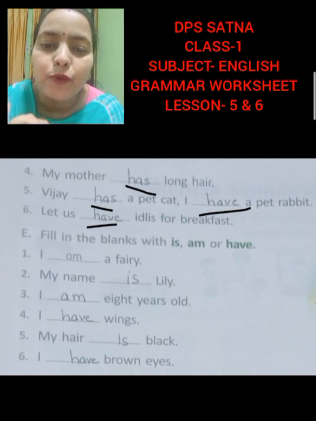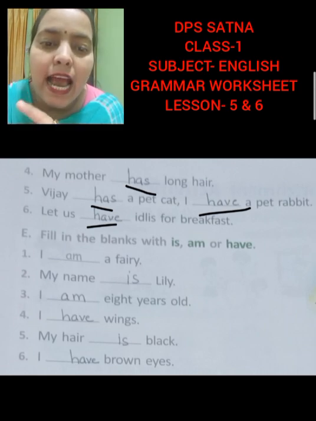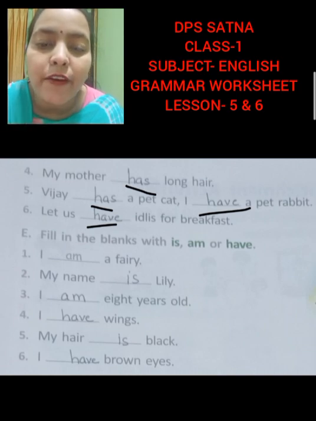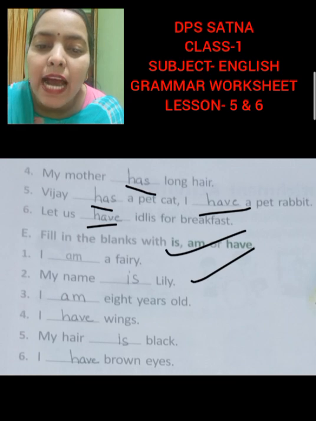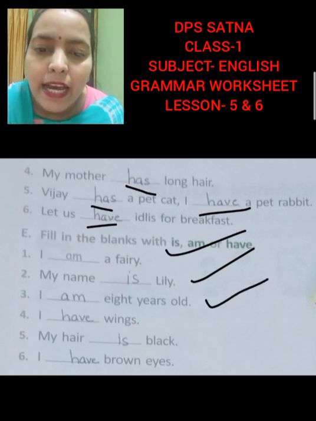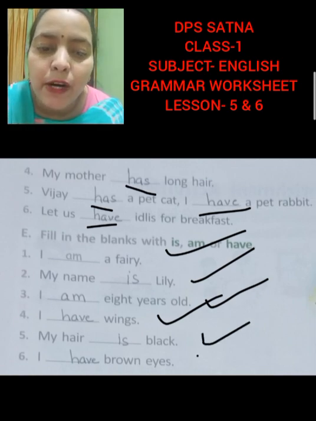Now we are going to do the next exercise, filling the blanks with is, am or have. So here we have to fill the blank with is, am and have. Okay, so the first one is I dash a fairy. I am a fairy. Now the second one, my name is Lily. Now the third one, I am. What will come over here? Am. I am 8 years old. Now the fourth one, I have wings. Now the fifth one, my hair is black. And the sixth one, I have brown eyes.